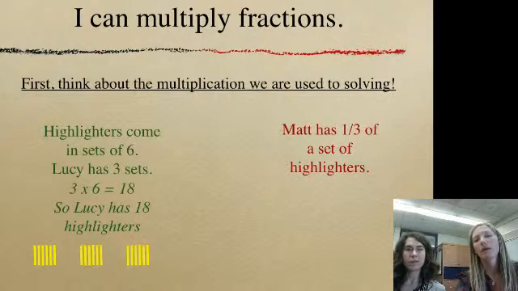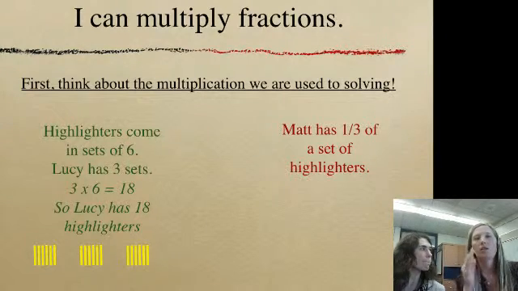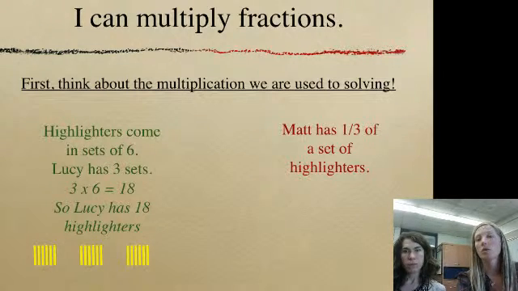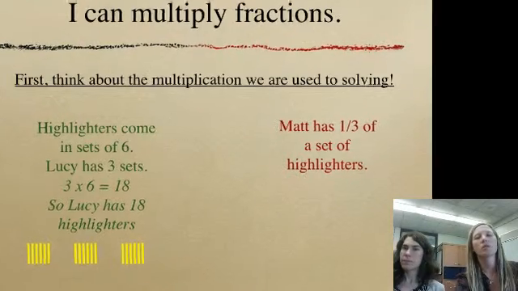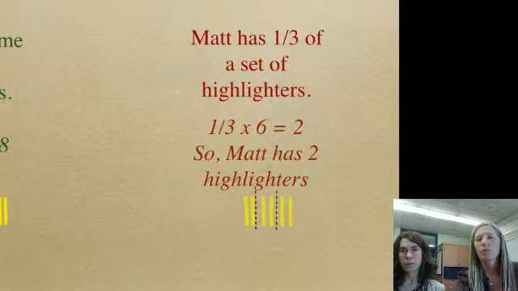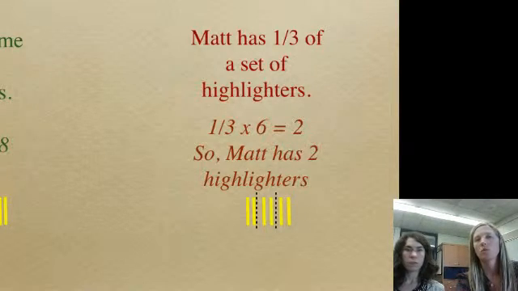Now we've got Matt. He has a third of 1 set of highlighters. So we're taking that 1 set of 6, and he has 1/3 of that. So what you may not know is the word of actually means multiply. And that is going to be very, very important when we get here. So 1/3 of 6 means 1/3 times 6. And I'll bring up our little picture so you can see the 6 divided into thirds. And he has 1/3 of that, which would be 2.